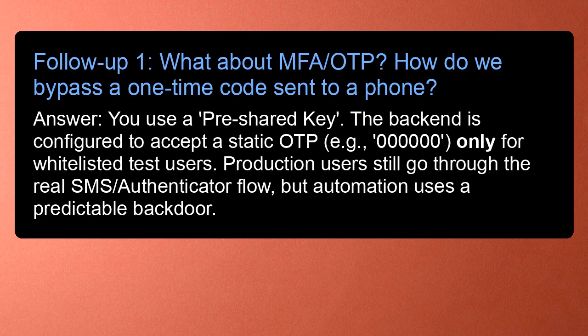Follow-up 1. What about MFA or OTP? How do we bypass a one-time code sent to a phone? Answer: you use a pre-shared key. The backend is configured to accept a static OTP, for example, 000000, only for whitelisted test users. Production users still go through the real SMS or authenticator flow, but automation uses a predictable backdoor.